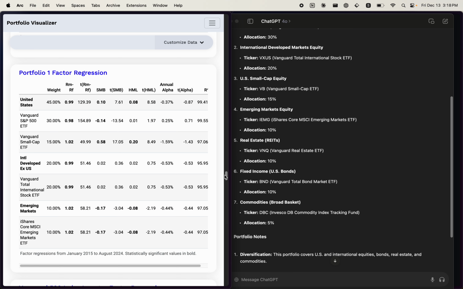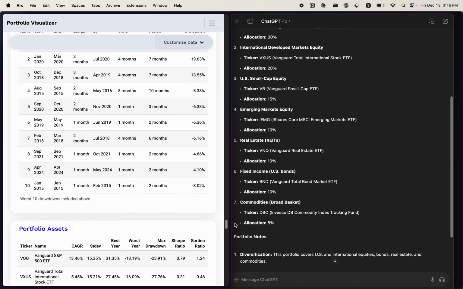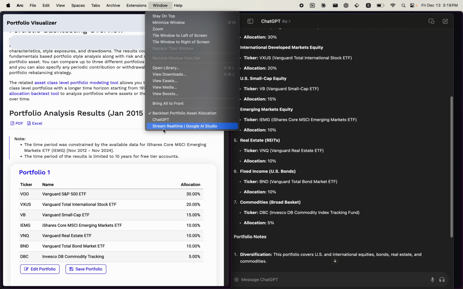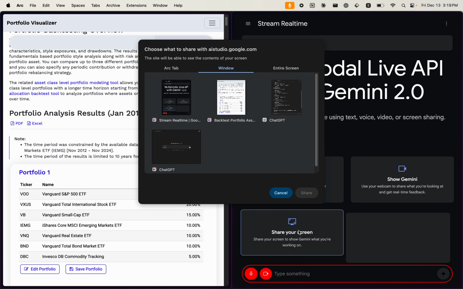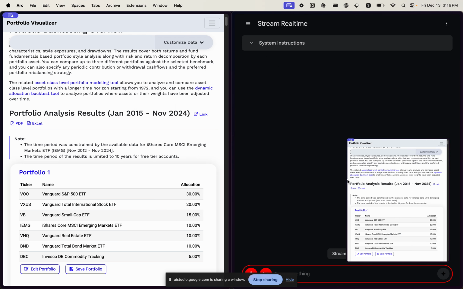When I was working on this stuff on a day-to-day basis, I could remember what these things are, but hey, I'm doing new things now, so these things aren't in the brain. It's hard to remember what all these things mean. Anyways, my intent is to see if Gemini is any good at helping me understand this. So I'm going to go back to Gemini and share my screen, the backtest portfolio, and let's see what happens.